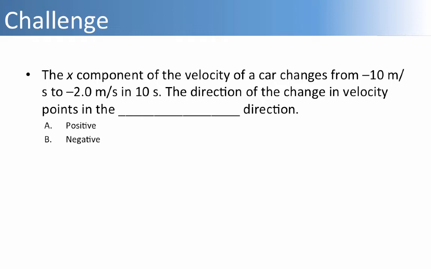Right, so one way to think about it is to write an equation, and we can find the change in velocity, final velocity minus initial velocity, where the final velocity is minus 2 meters per second, and the initial velocity is minus 10 meters per second. So we have minus 2 minus minus 10, which gives us plus 8 meters per second. And that means that the change in velocity is in the positive direction, positive x-axis direction.